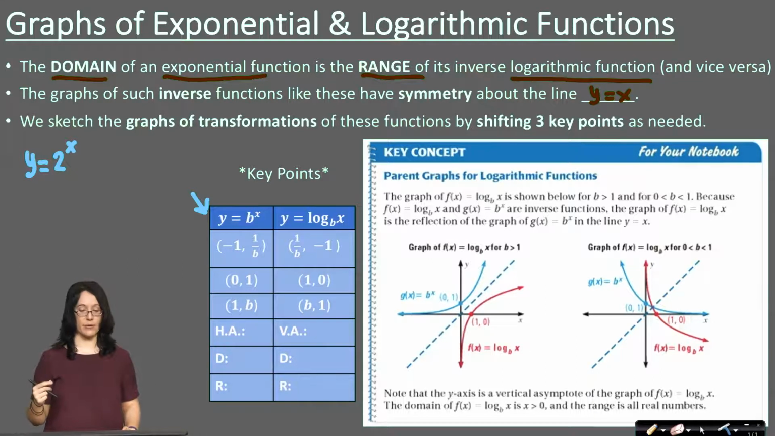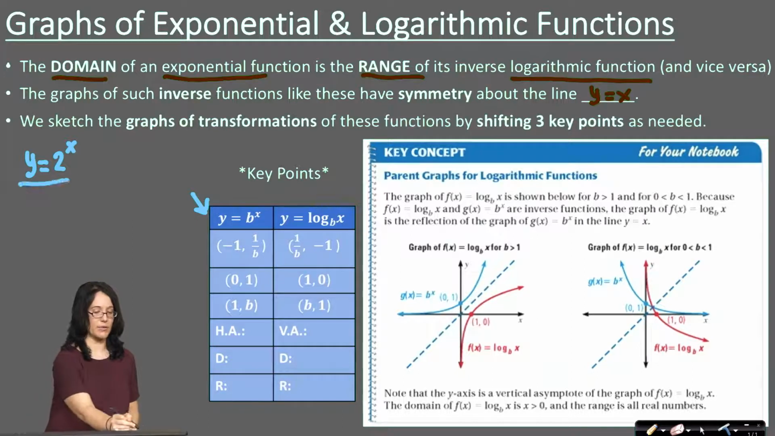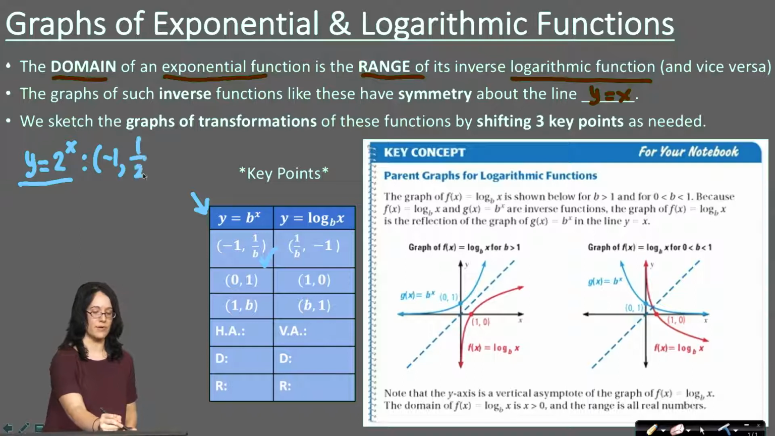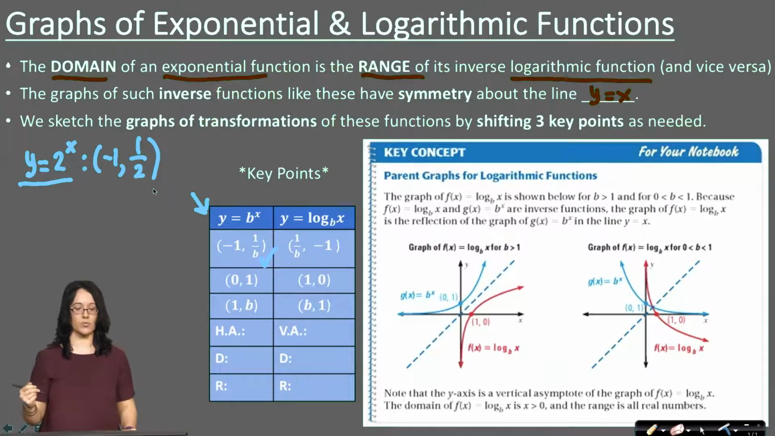Now I notice that my key points, hopefully you remember, for this exponential function were, when x is -1, what happened? We got the reciprocal of the base. So 1 over the base. That's what we're saying here. 1 over my base. So what is the reciprocal of 2? Well, that's 1/2. This is because 2 to the -1 is 1/2.